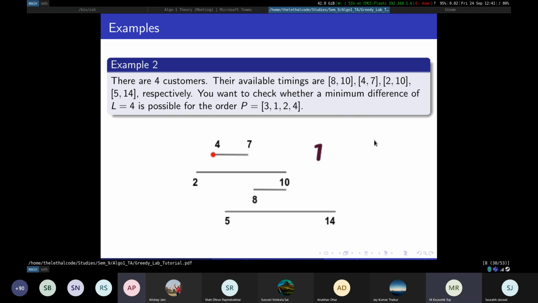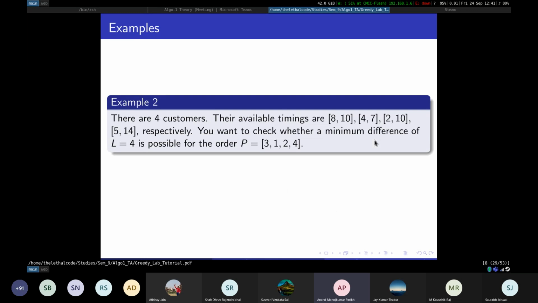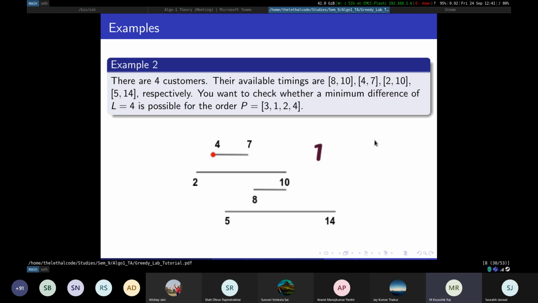So that means within each permutation we'll greedily put the orders. Yeah. Okay. Within each permutation we will do that.